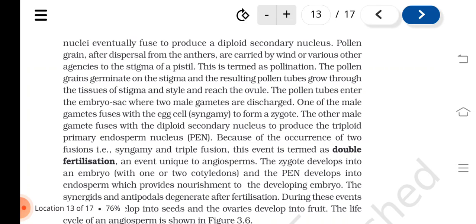Pollen grains, after dispersal from the anthers, are carried by wind or various other agencies to the stigma of a pistil. This is termed pollination. The pollen grains germinate on the stigma and the resulting pollen tubes grow through the tissues of stigma and style and reach the ovule. The pollen tubes enter the embryo sac where 2 male gametes are discharged. One of the male gametes fuses with the egg cell, syngamy, to produce a zygote. The other male gamete fuses with the diploid secondary nucleus to produce the triploid primary endosperm nucleus, PEN.